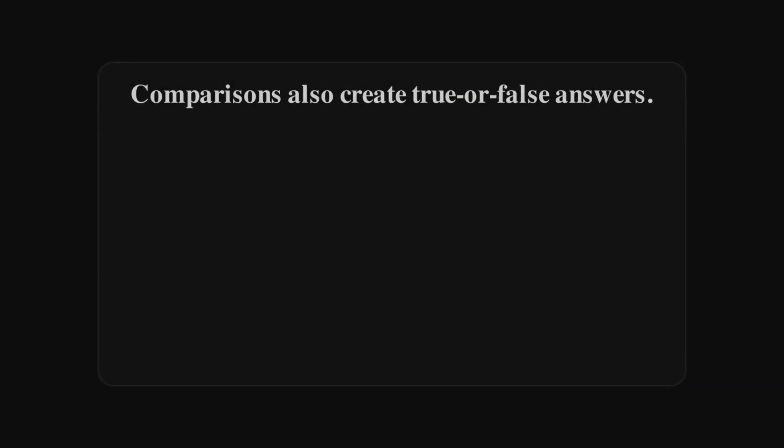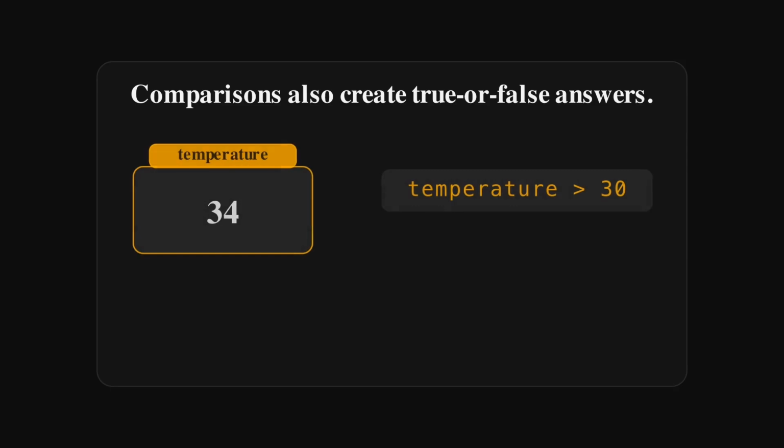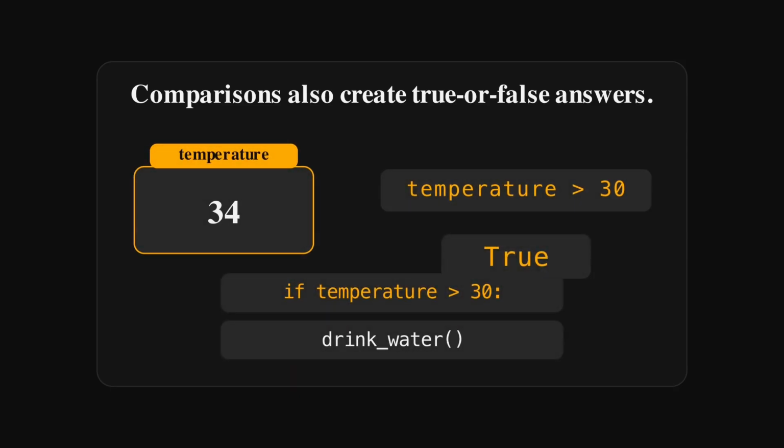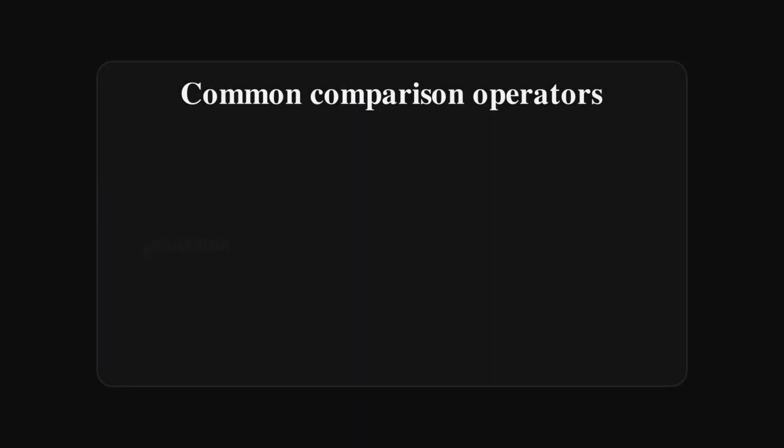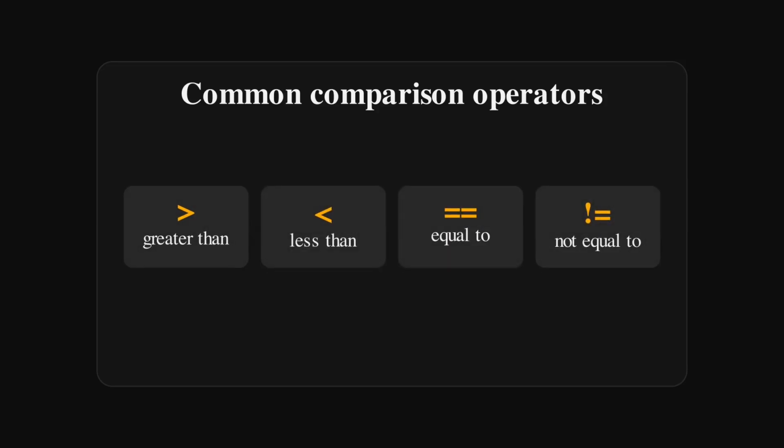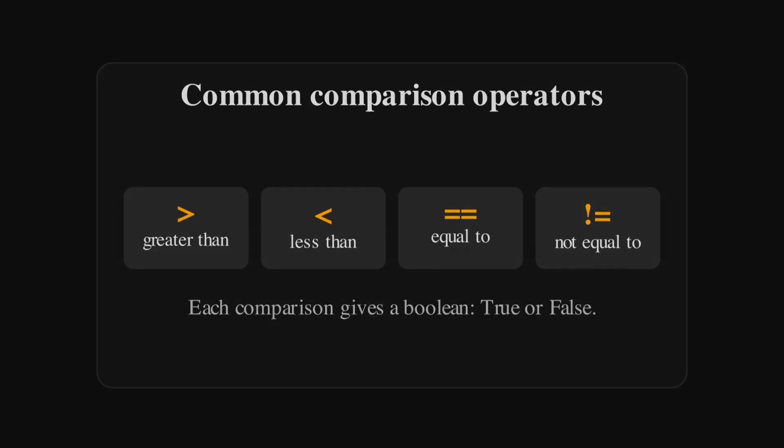Conditions can also come from comparisons. For example, temperature greater than 30 asks a true or false question. If the temperature is 34, the answer is true. If the temperature is 25, the answer is false. Comparison operators help us ask questions. Greater than asks whether one value is larger. Less than asks whether one value is smaller. Double equals asks whether two values are the same. Not equals asks whether two values are different. Each comparison gives either true or false.